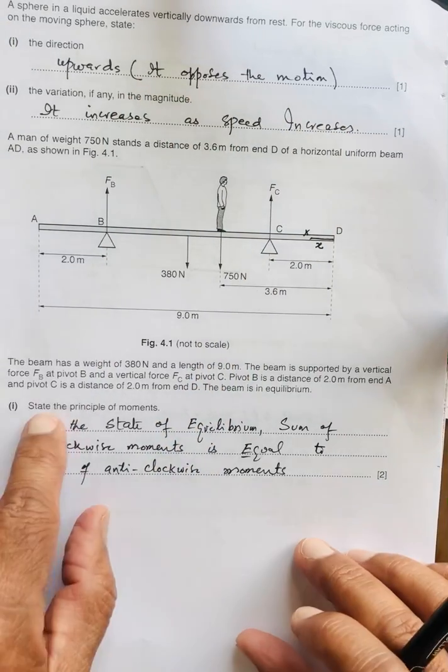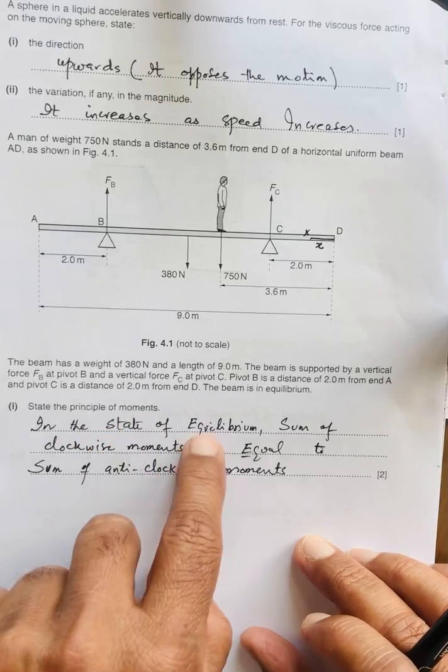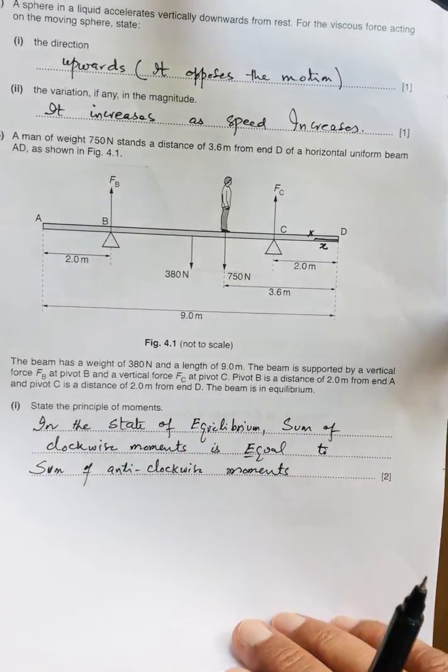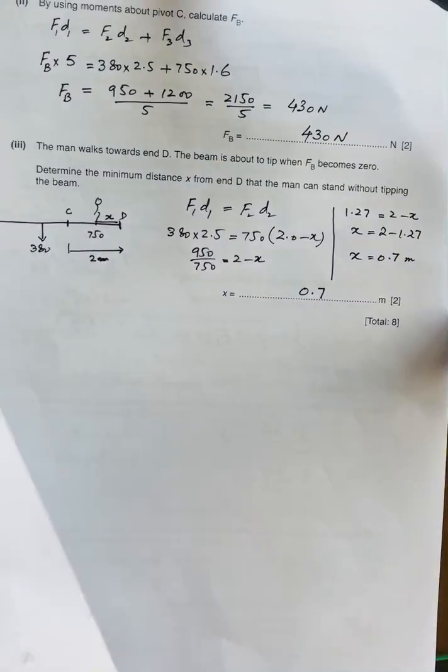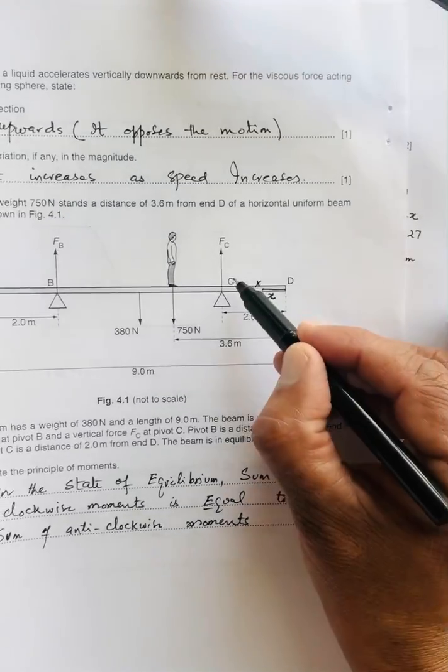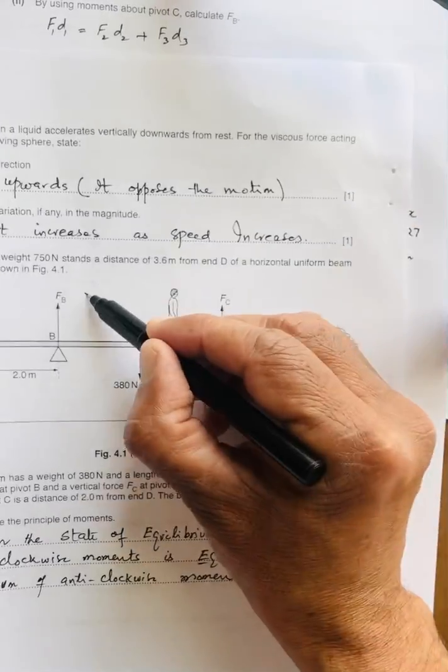And the next, state the principle of moments. In the state of equilibrium, the sum of clockwise moments is equal to the sum of anticlockwise moments. And next, the question is, by using the pivot C. This is the C pivot. We have to calculate FB.